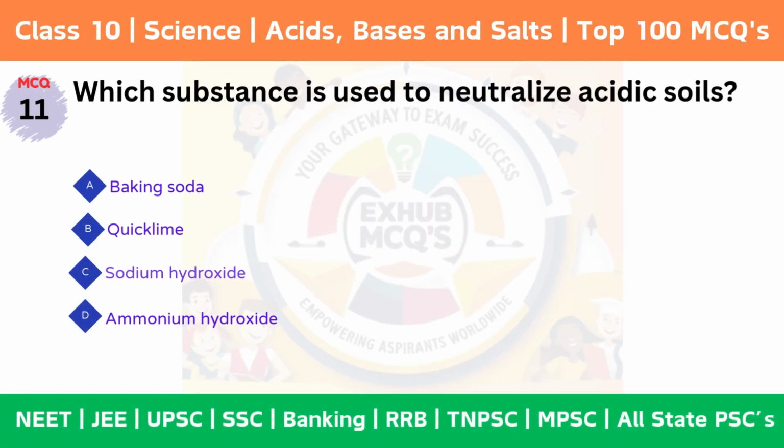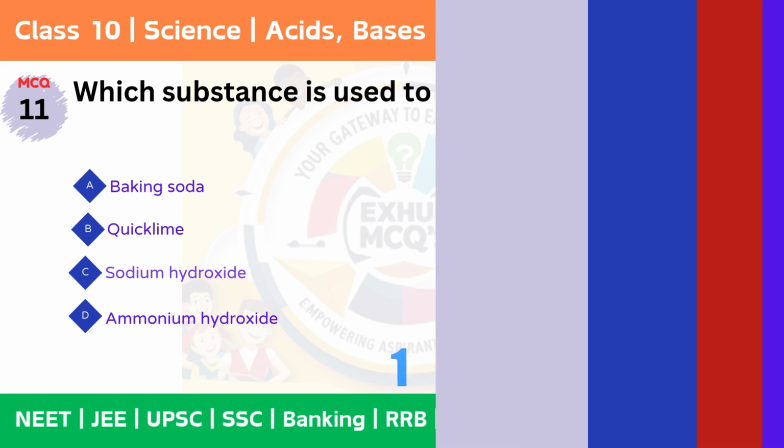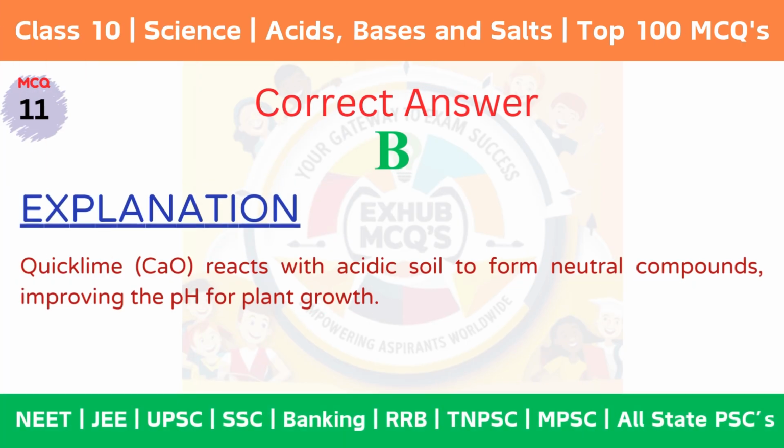MCQ 11. Which substance is used to neutralize acidic soils? Option A, baking soda. Option B, quicklime. Option C, sodium hydroxide. Option D, ammonium hydroxide. The correct answer is option B, quicklime.